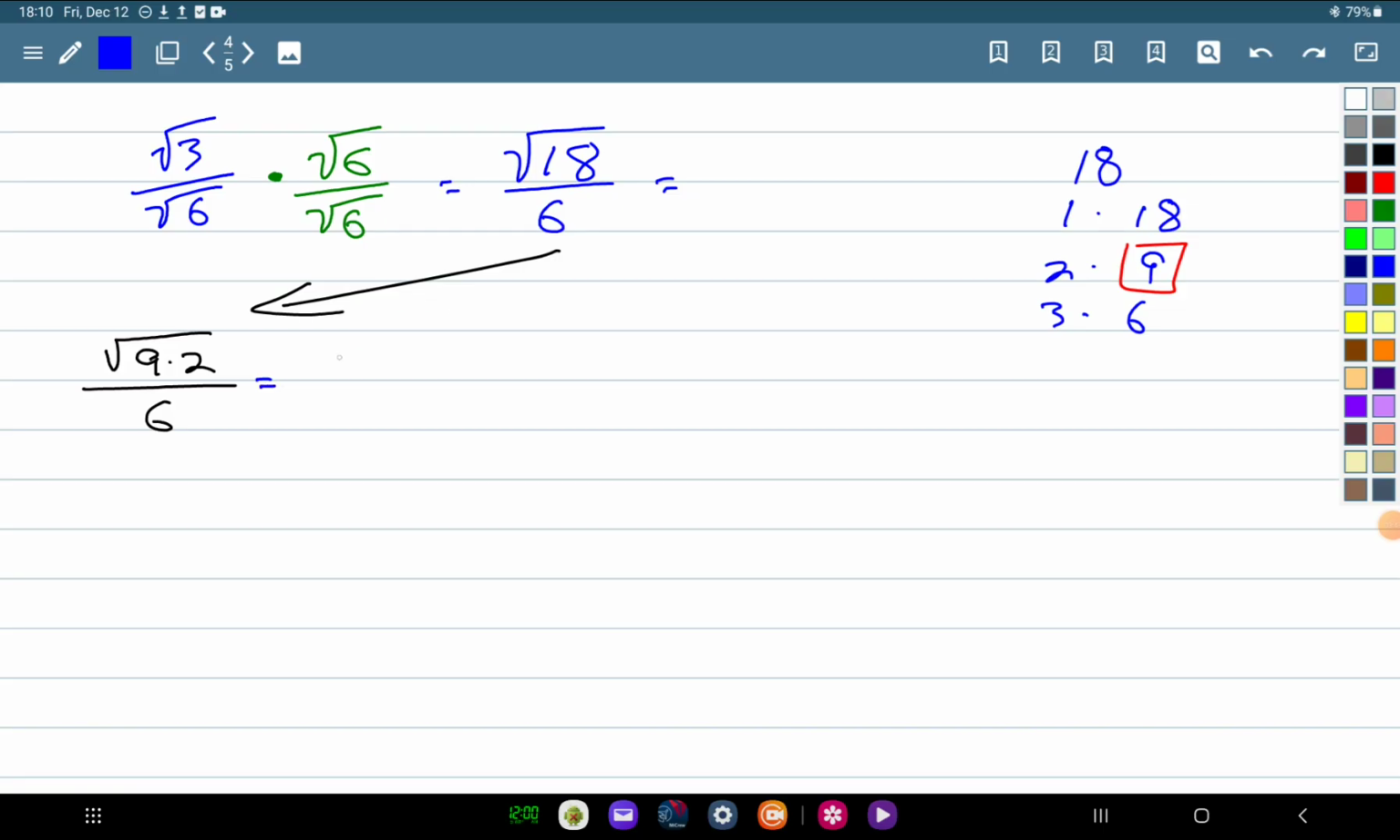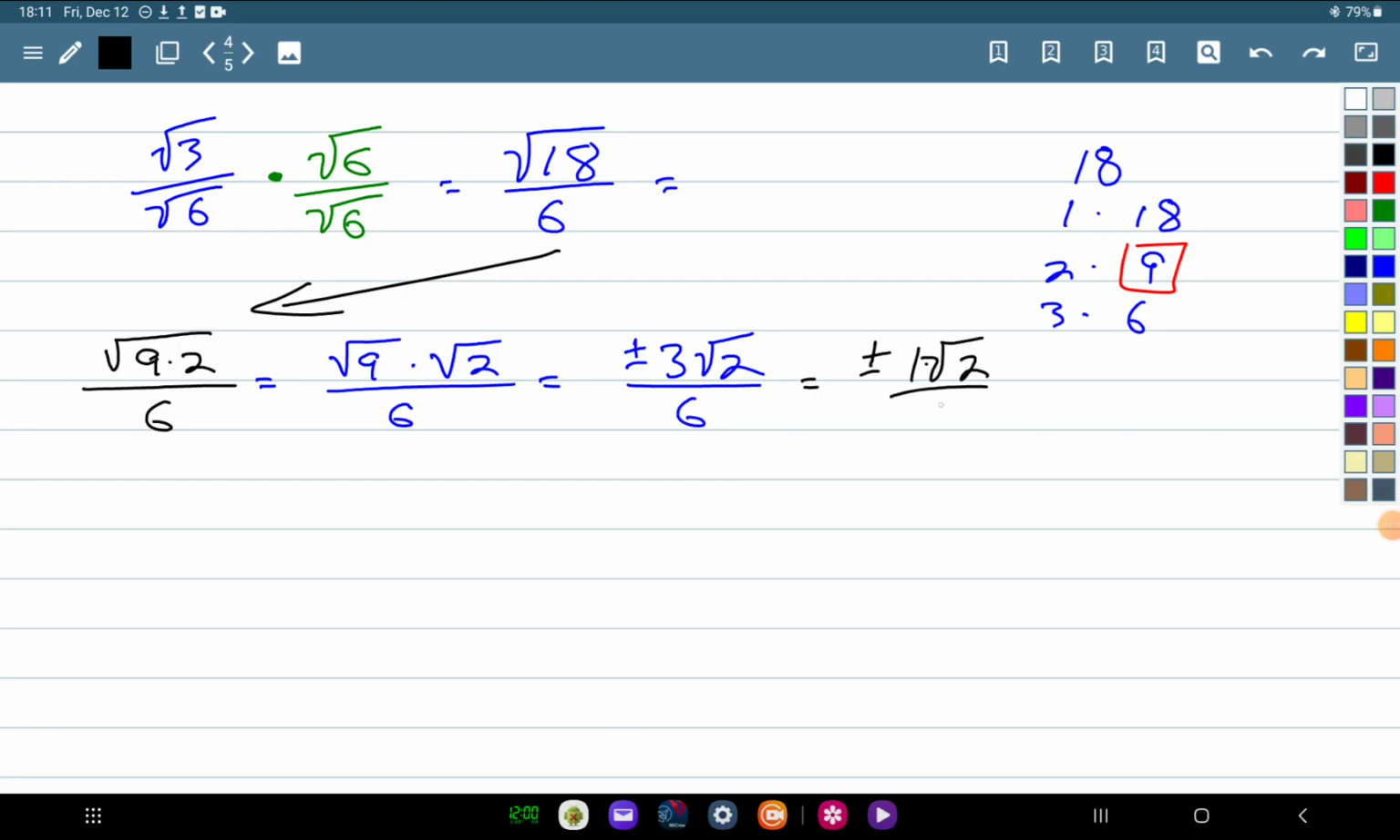That means the square root of 9 can be separated from the square root of 2 using the distributive property. And the square root of 9 is positive or negative 3. So our numerator becomes positive or negative 3 square roots of 2 over 6. Now the 3 over 6 can simplify to 1/2. So this will become positive or negative 1 square root of 2 over 2.